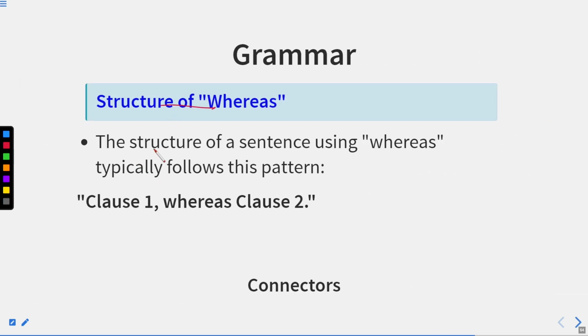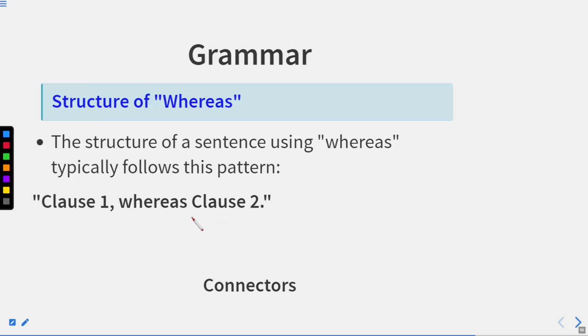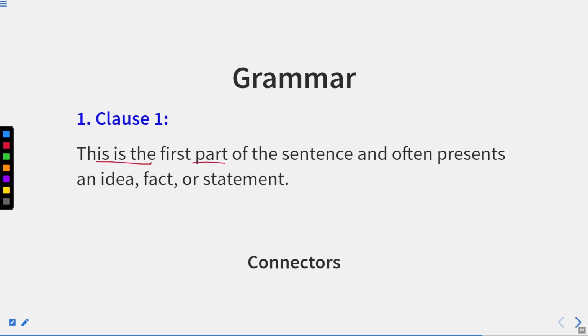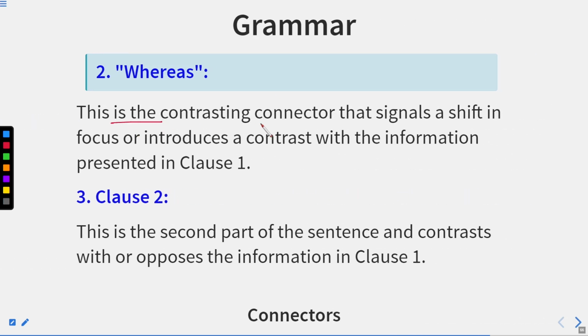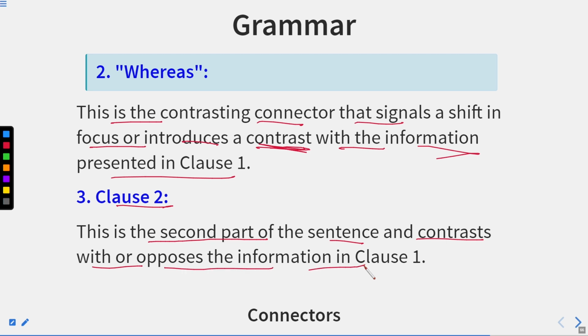Structure of whereas. The structure of a sentence using whereas typically follows this pattern. First of all, we have clause 1, then whereas, and then clause 2. Clause 1, this is the first part of the sentence and often presents an idea, fact, or statement. Whereas, this is the contrasting connector that signals a shift in focus or introduces a contrast with the information presented in the clause 1. Then clause 2, this is the second part of the sentence and contrasts with or opposes the information in clause 1.